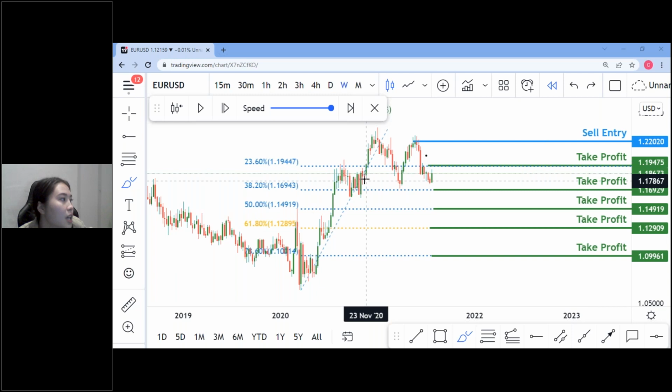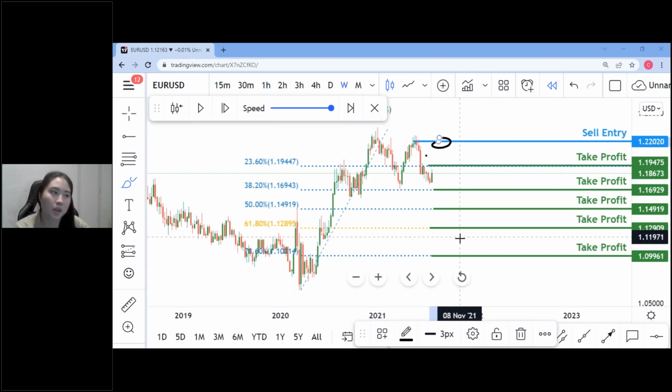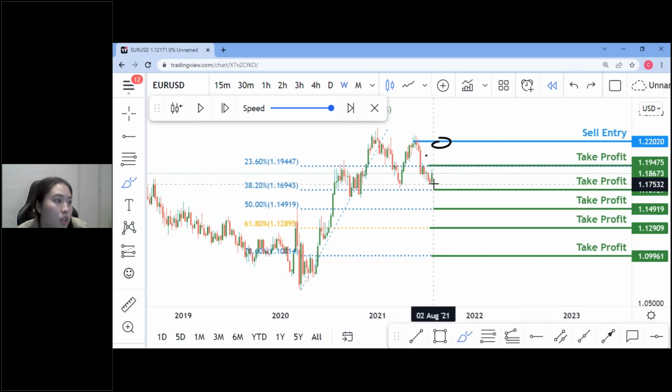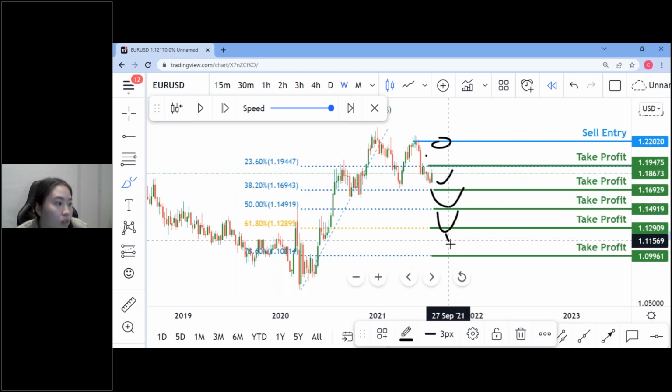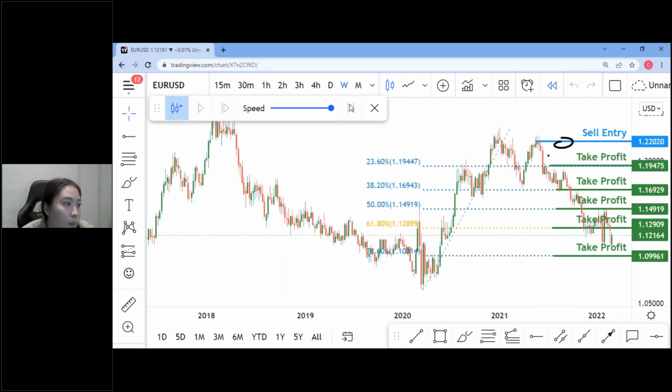Right now, let's say you already entered for a sell. And then there are some people who didn't enter for a sell because let's say they were busy, they went to a cafe, they went shopping, they had no time to look at the charts. So right now you missed the sell already. Now you're looking for a buy entry. So when you're looking for a buy entry, you're expecting price to bounce off one of these Fibonacci retracement levels, but you don't know which one, right? So let's see what price does.